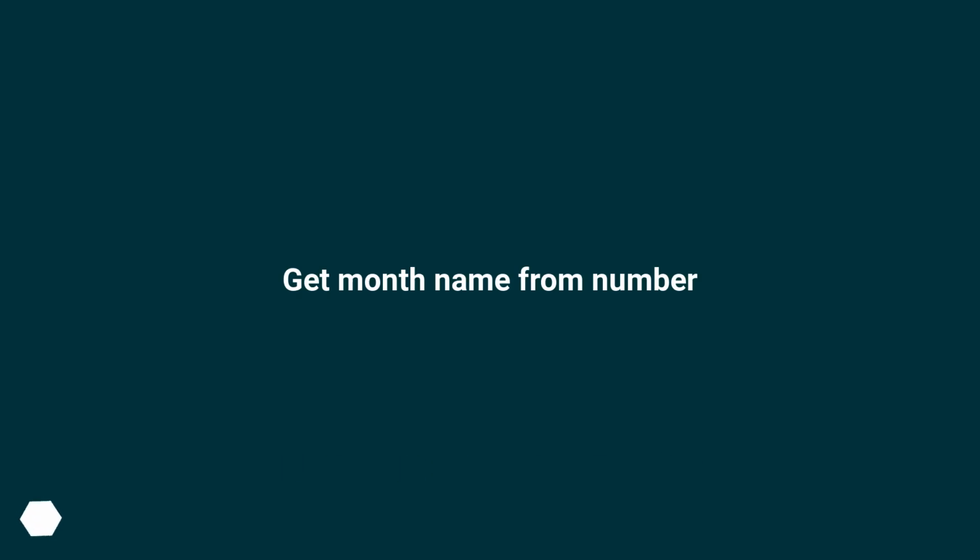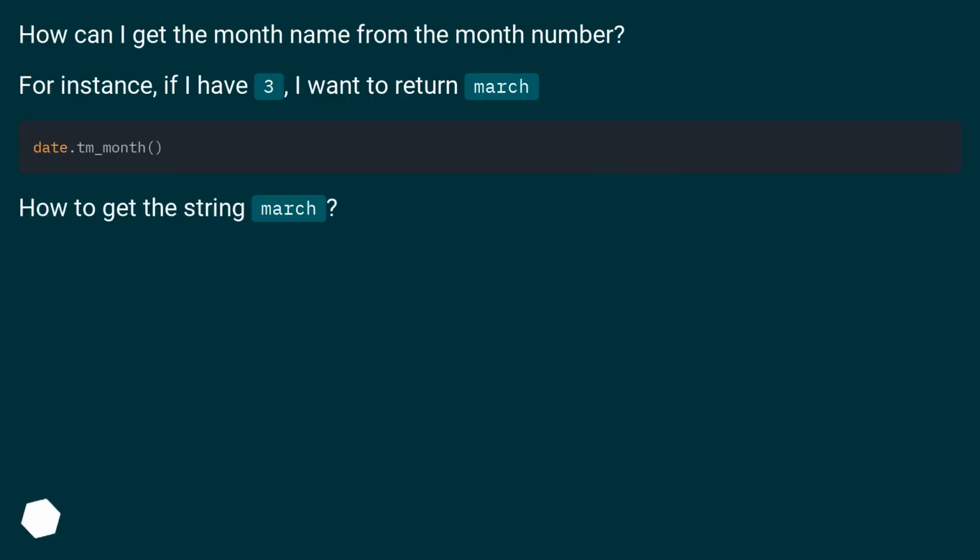Get month name from number. How can I get the month name from the month number? For instance, if I have 3, I want to return March. How to get the string March?